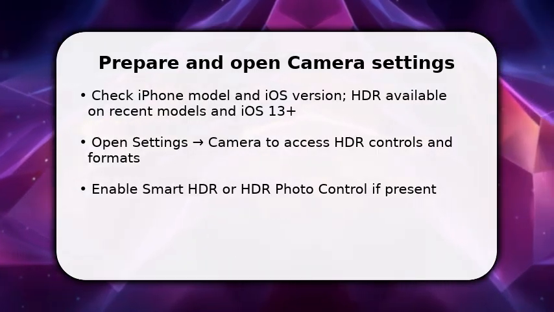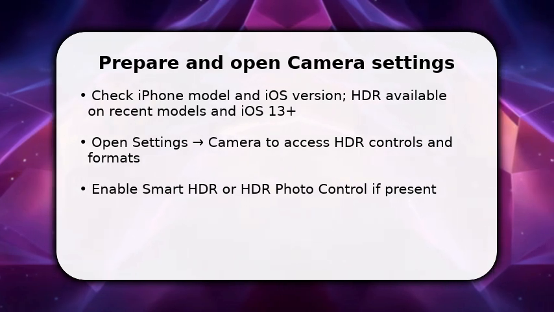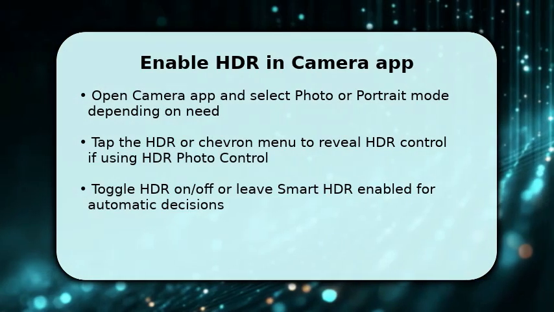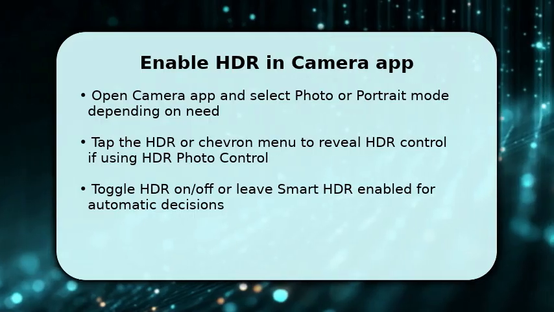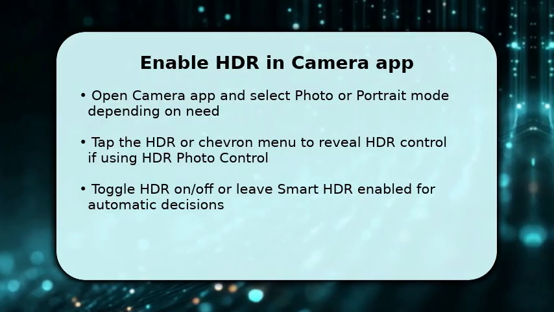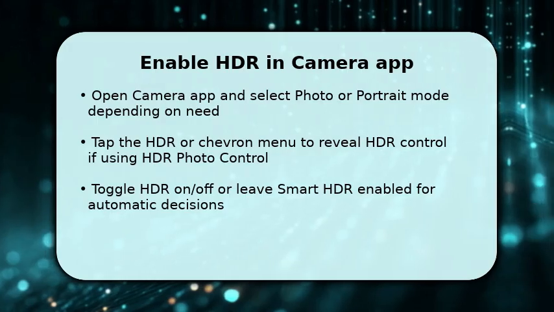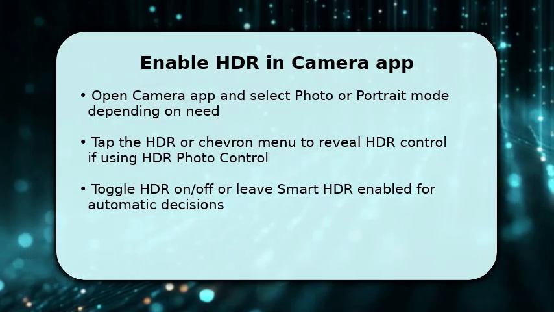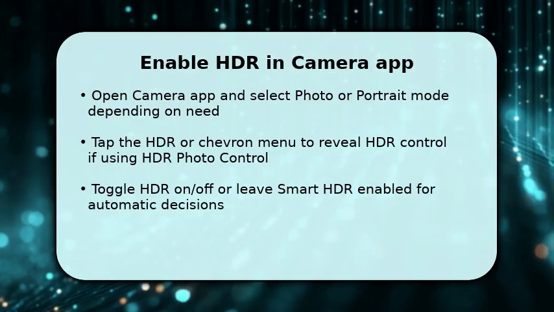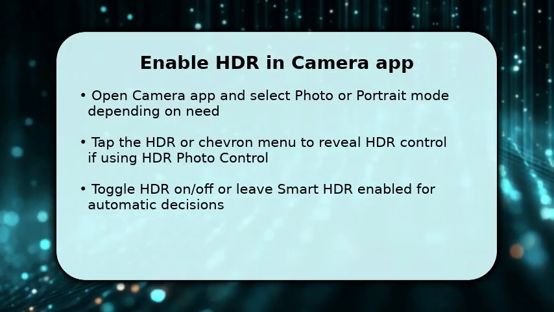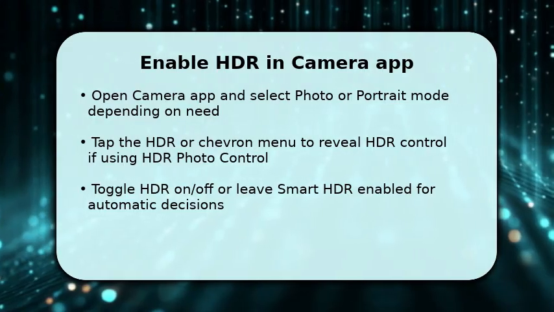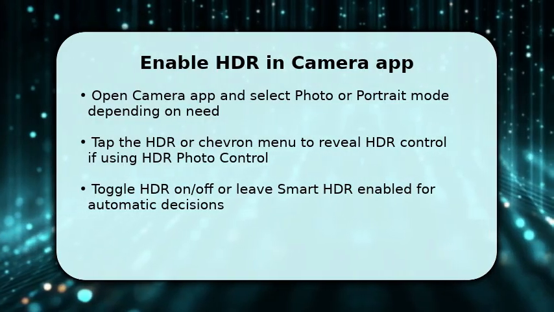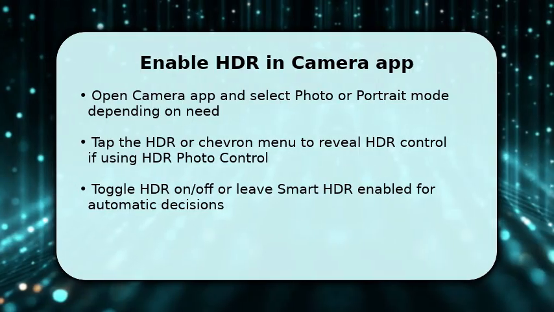You next open the camera app and pick photo or portrait mode depending on your shot. HDR behavior differs by mode, so choose intentionally. If you enabled HDR photo control earlier, tap the HDR label or the chevron menu to reveal the manual toggle. This lets you force HDR on or off. Otherwise, keep Smart HDR active and let the algorithm combine exposures for better highlights and shadows. Adjust exposure and composition now.